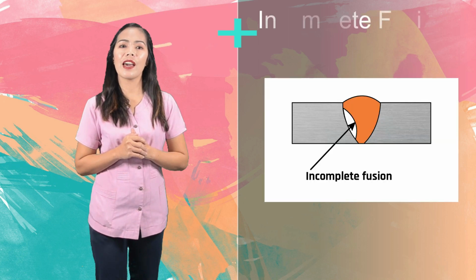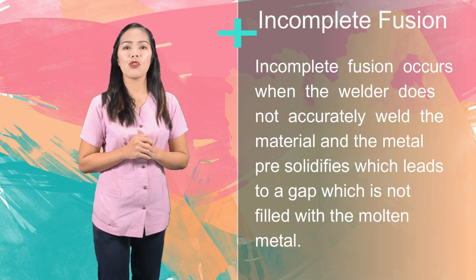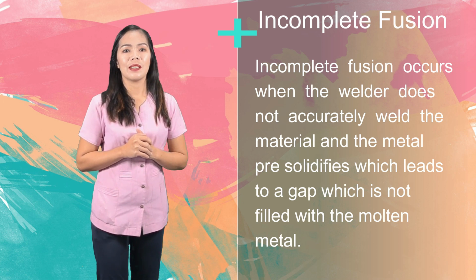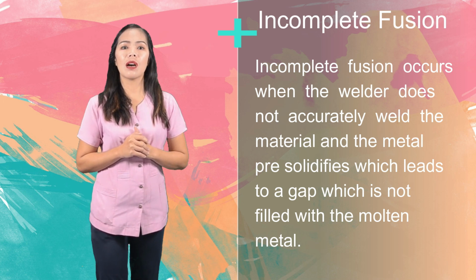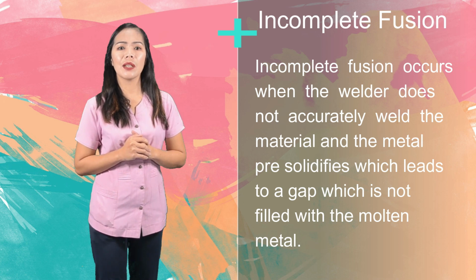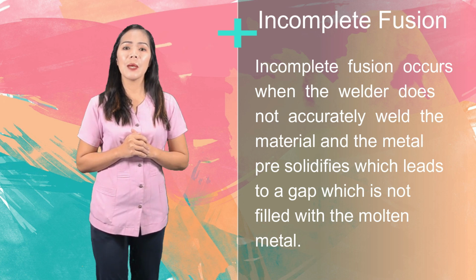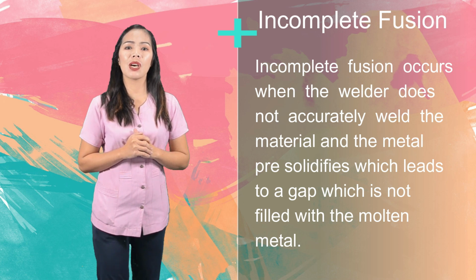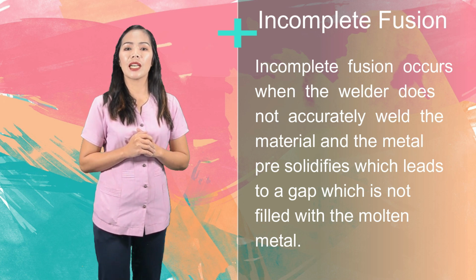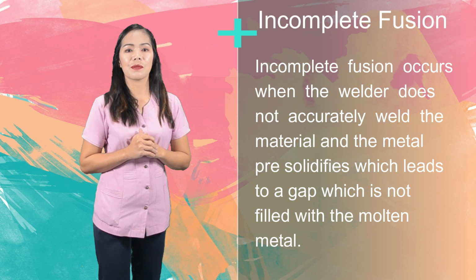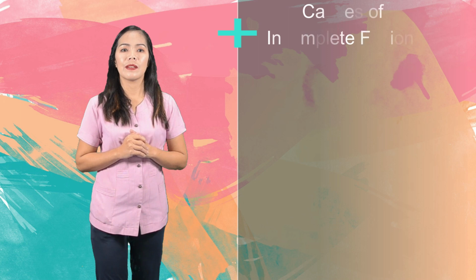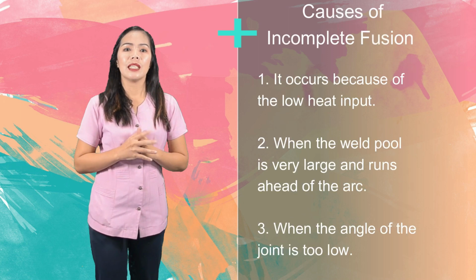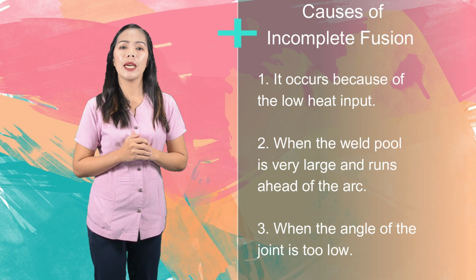Second, internal defects. Incomplete fusion. Incomplete fusion occurs when the welder does not accurately weld the material and the metal pre-solidifies, which leads to a gap which is not filled with the molten metal. Causes of incomplete fusion. Number 1. It occurs because of the low heat input.